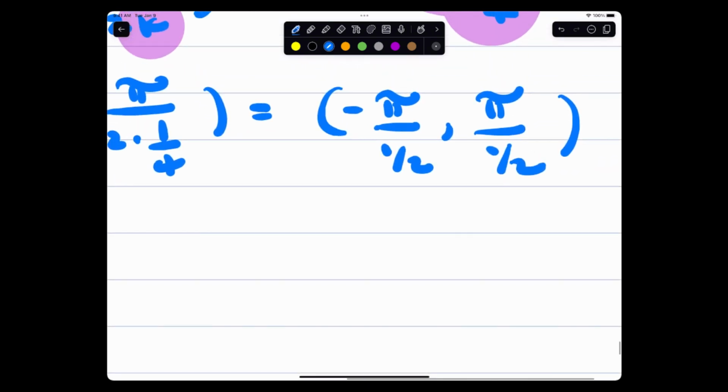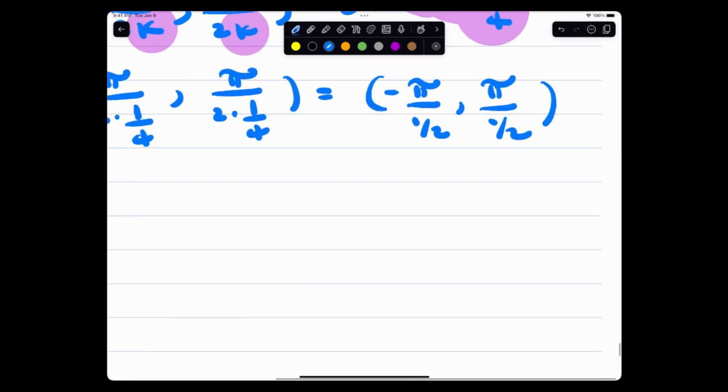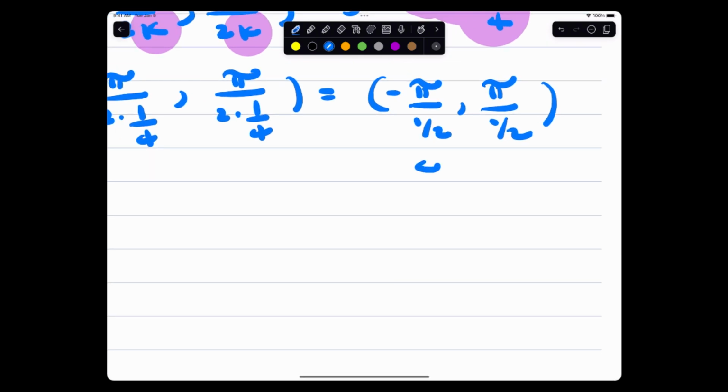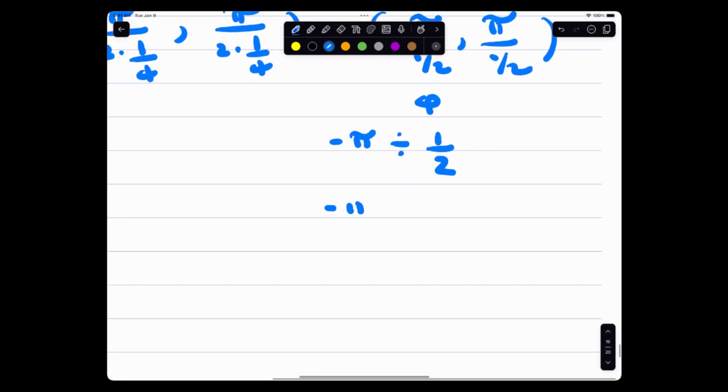Okay. So you might say, Mr. Judge, I don't know what that is. Well, what's this? Isn't that negative pi times what? Well, let me give you very detail. That's negative pi divided by 1/2, which becomes negative pi times 2/1. That's negative 2 pi, okay? And the other one's going to be what?